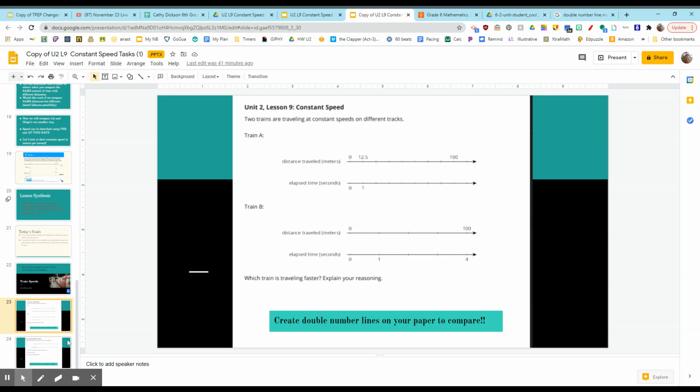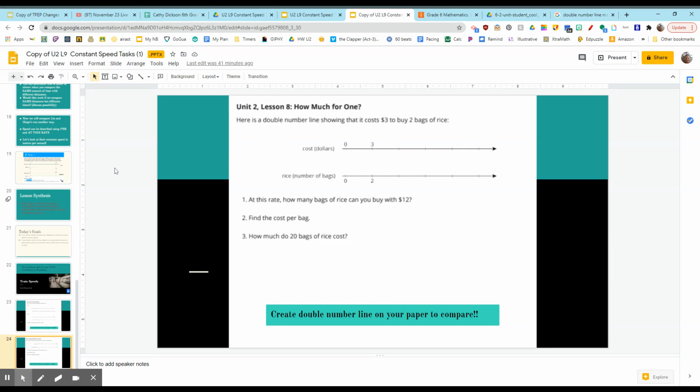Okie dokie. When you're done with that, you will do the cool down for lesson 8, which was a money problem. So here's our ratio, $3 to 2 bags of rice, recorded on your double number line. Figure out how many bags of rice you could buy for $12. Find the cost per bag, remembering that per means 1. And then how much do 20 bags of rice cost?